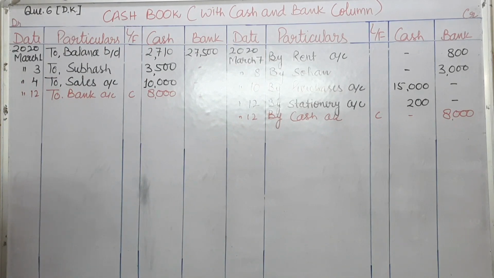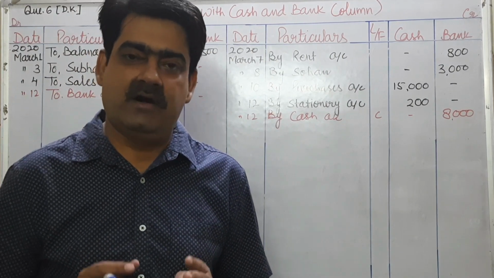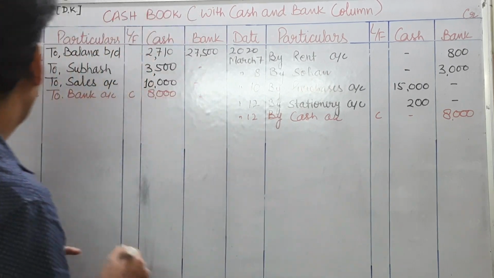Let's see what is next. March 15, received check from Surendra and sent it to bank. Simply, you are receiving a check from Surendra and you are depositing that check into the bank. So bank account debit to Surendra.